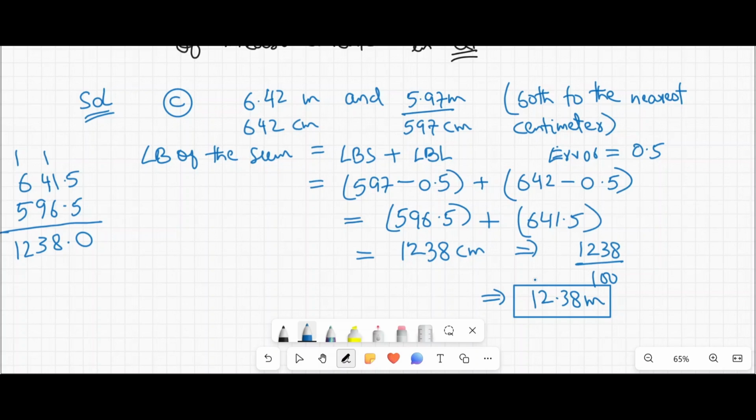Now we say exercise 10.2, same exercise, but the question is different.